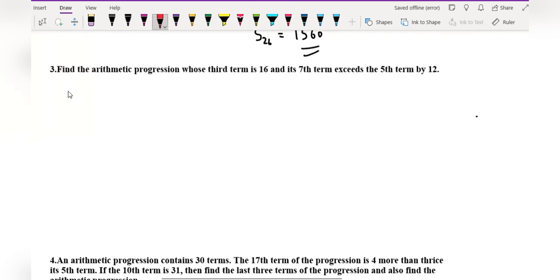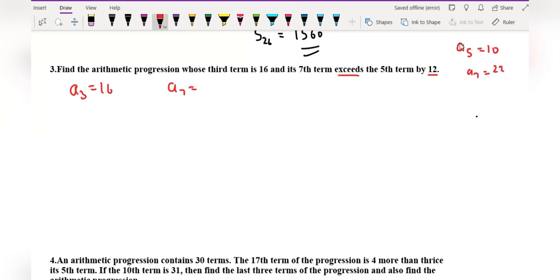Third question. Find the AP whose third term is 16. Means we need to find out the AP series. Third term is 16, so the value of A3 is 16, and the seventh term A7 exceeds the fifth term by 12. Okay, so if A5 is 10, then A7 will be 22.